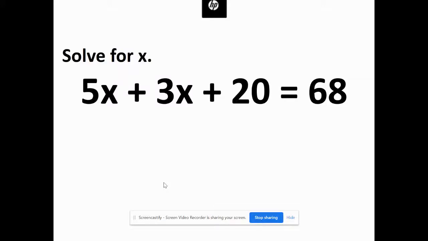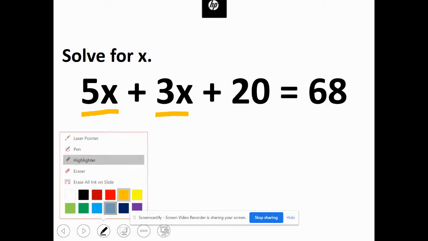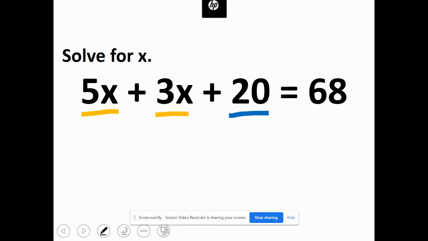Okay, so this is also combining like terms, but if you notice here, we have two separate terms. And I'll explain it here in just a second, once I get my highlighters right. There we go. So we have two terms that say 5x and 3x. And then we have another term that doesn't have an x on it at all. It just has 20. And it also is equaling 68.